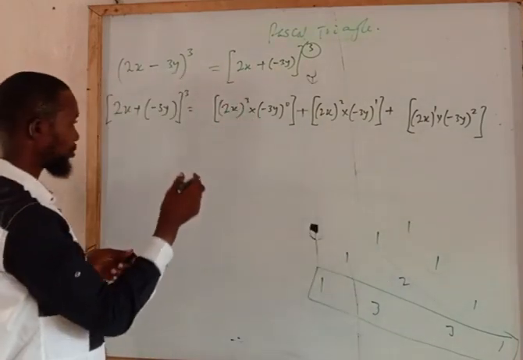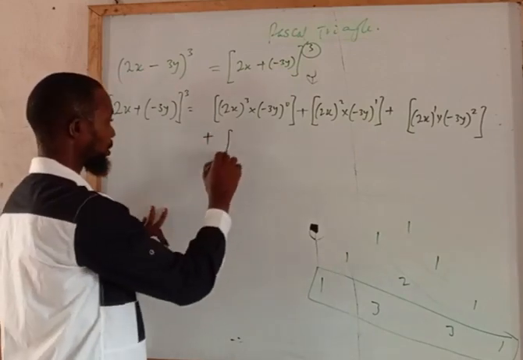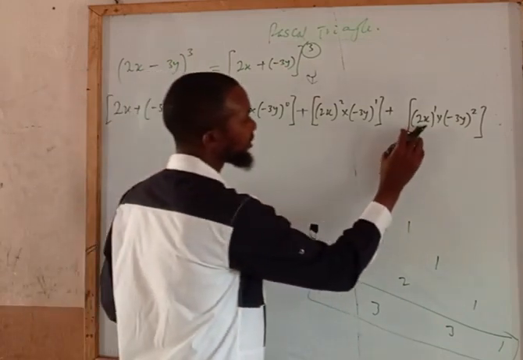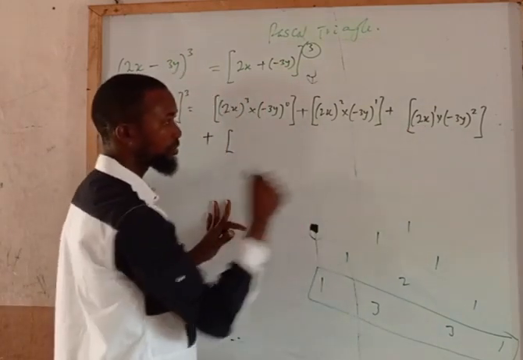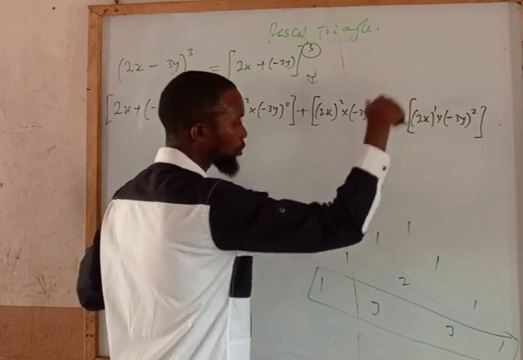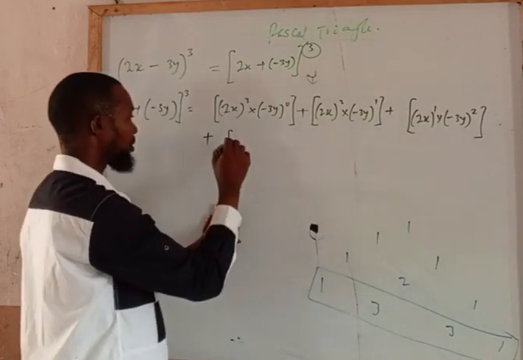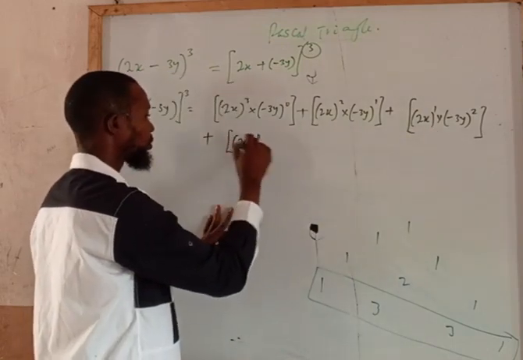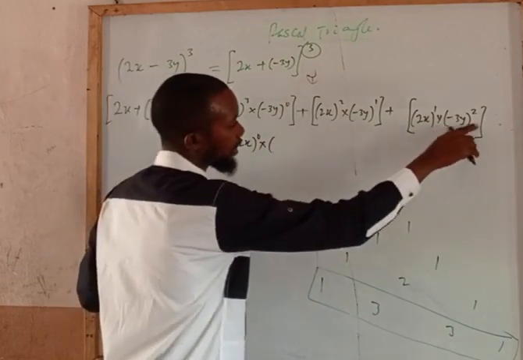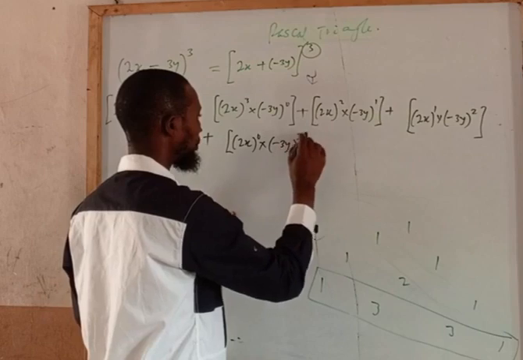So we expand it one more time. Let's say plus. Now we continue using the same reasoning. For me to continue, the power for this 2x will also drop by 1. So when this one reduces by 1 again, it now becomes 2x raised to the power 0. Then multiplied by, this one will now increase to 3. That will be minus 3y raised to the power 3.